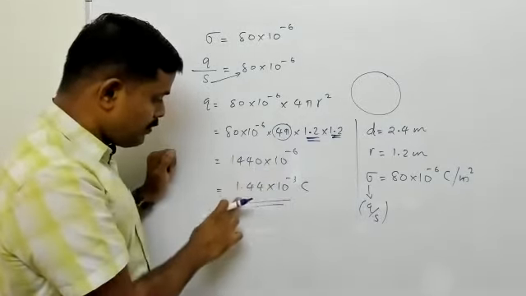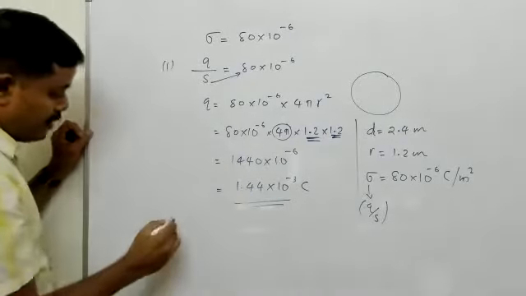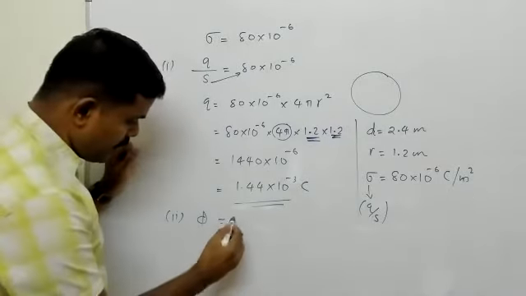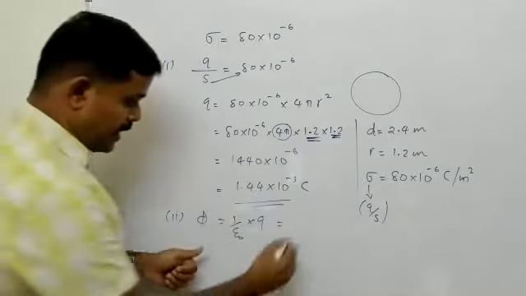1.44 into 10 power minus 3. That is part 1. Part 2, they are asking you to find the flux. Flux is easy to find out: 1 by epsilon 0 into Q enclosed. So 1 by epsilon 0.